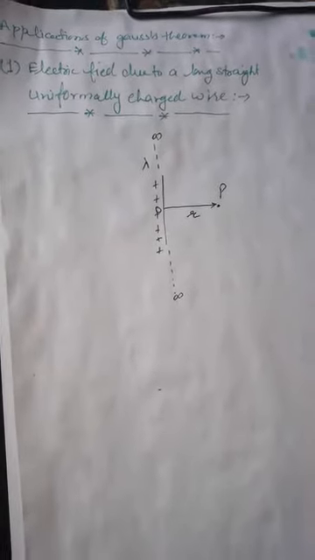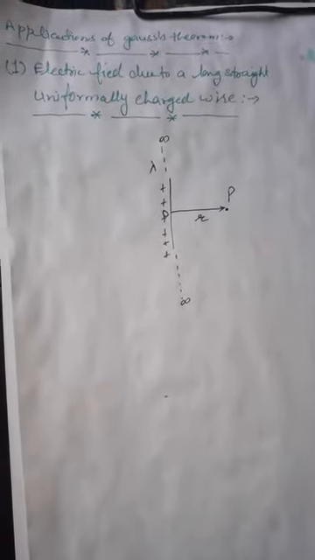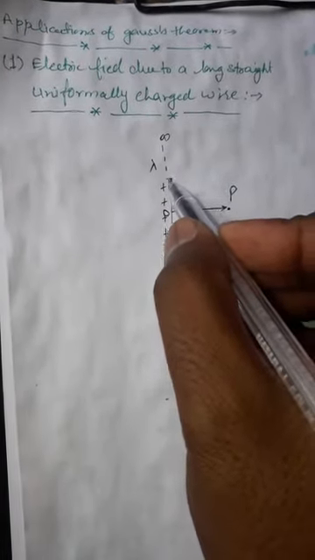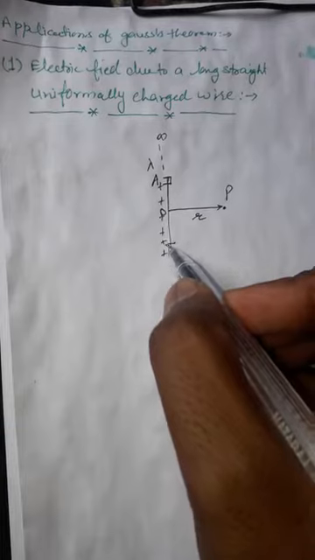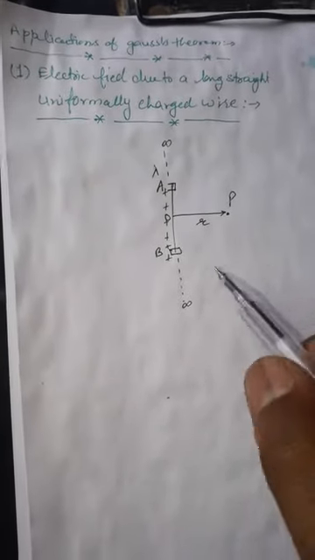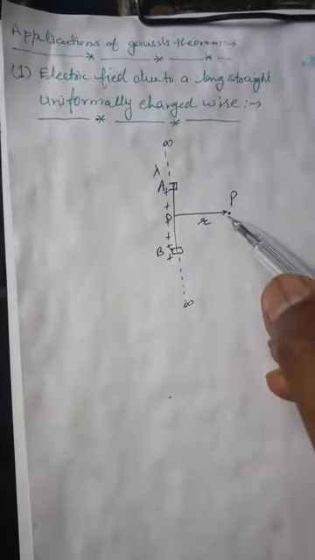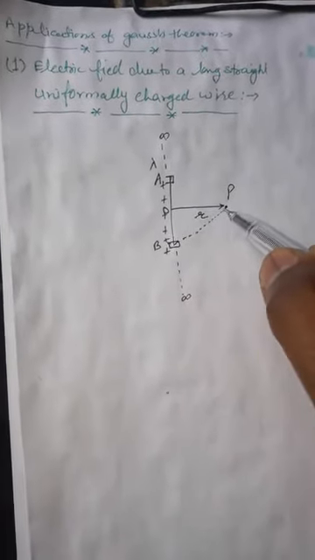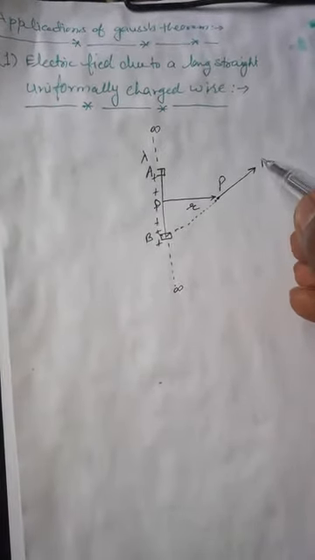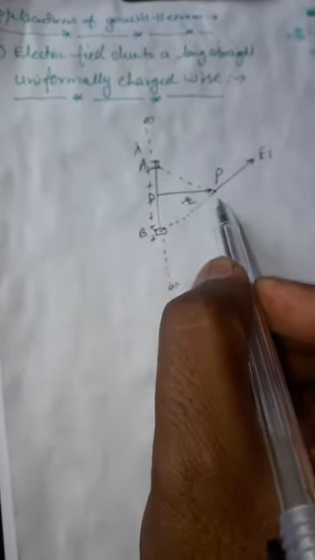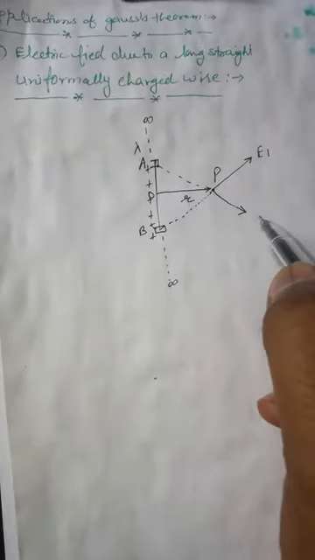First of all, we have to determine the directions. Let us consider two small length elements. This length element is represented by A, and at an equal distance from O is another length element B. Due to the charge at B, at point P there is an electric field which depends upon this distance and is directed along this direction, say E1.